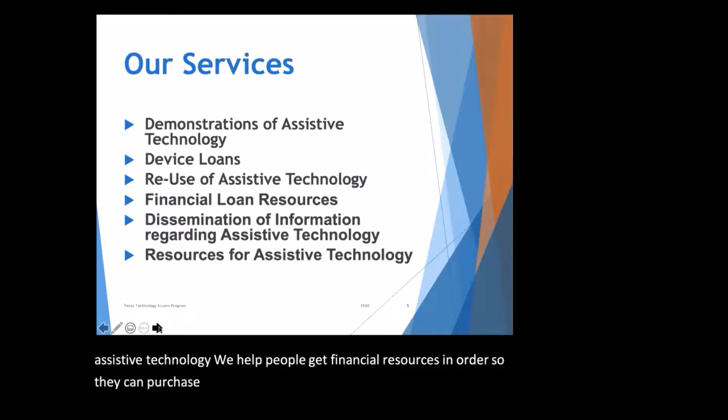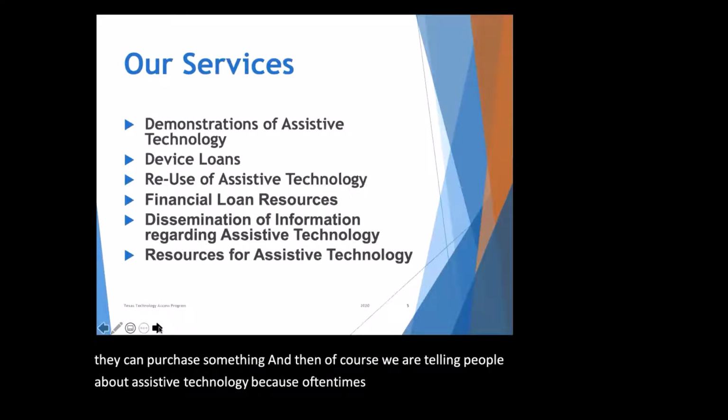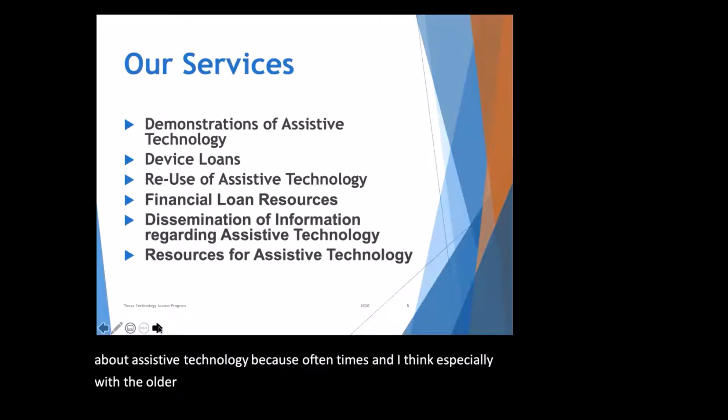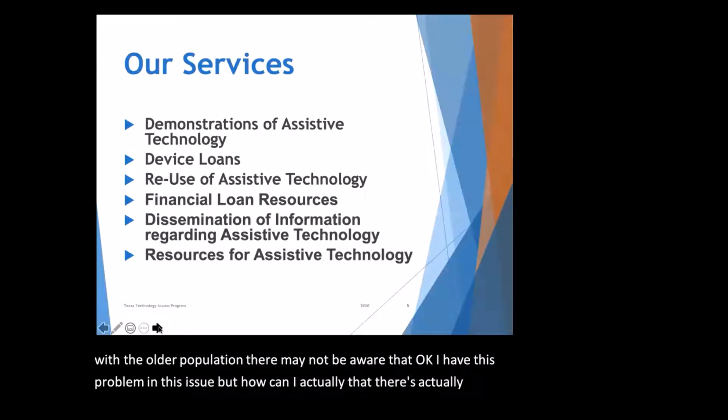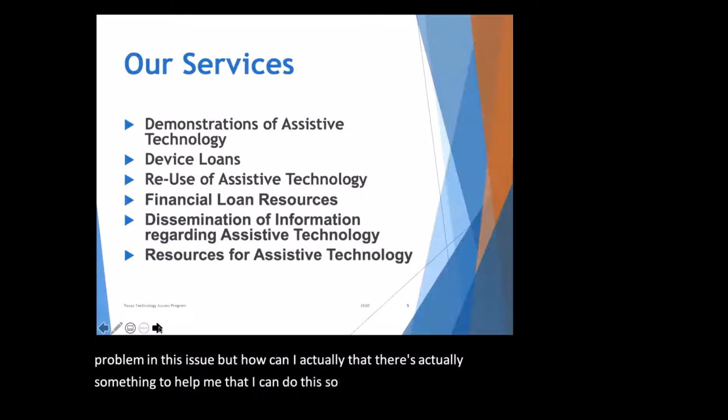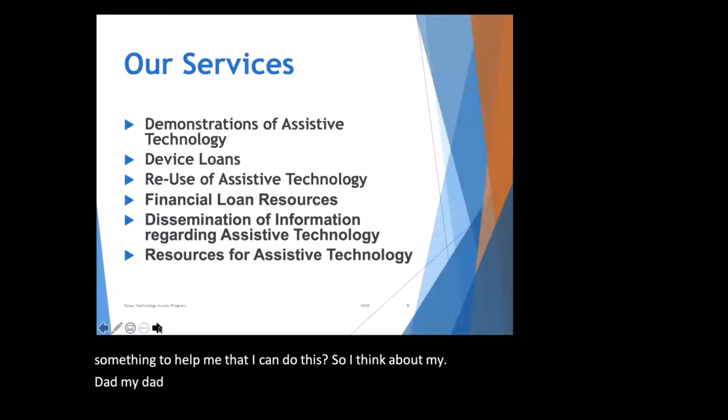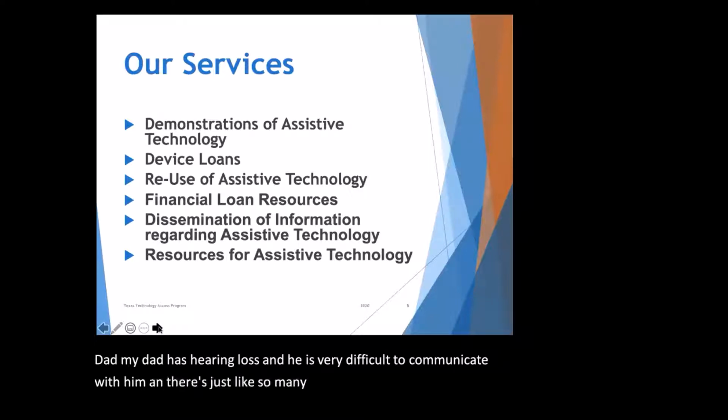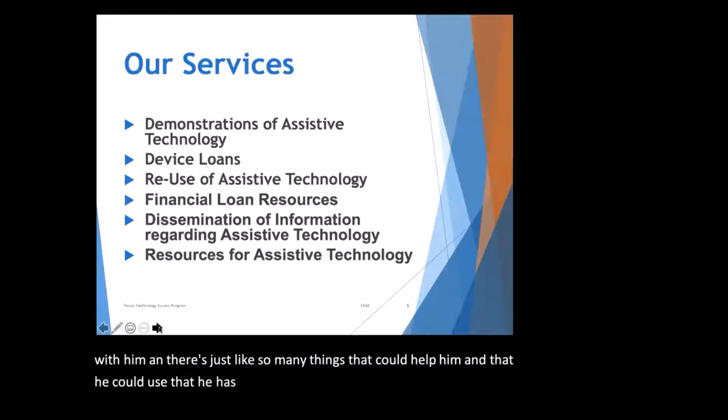And then of course we are telling people about assistive technology, because oftentimes, and I think especially with the older population, they may not be aware that there's actually something to help them with a problem or issue they have. So I think of my dad. My dad has hearing loss, and it's very difficult to communicate with him. There are so many things that could help him that he has no idea exist. So that's our job, to help people realize and learn about some of the things that are out there.